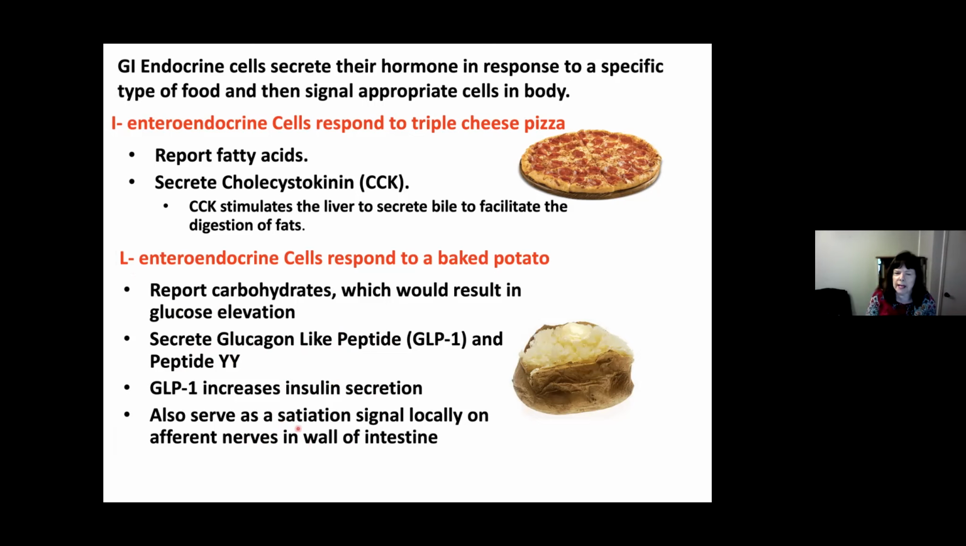These are also satiety signals. And so they may signal afferent nerves, which can go all the way up to those neurons that keep us from eating. So that's why we feel really full when we've had a baked potato.